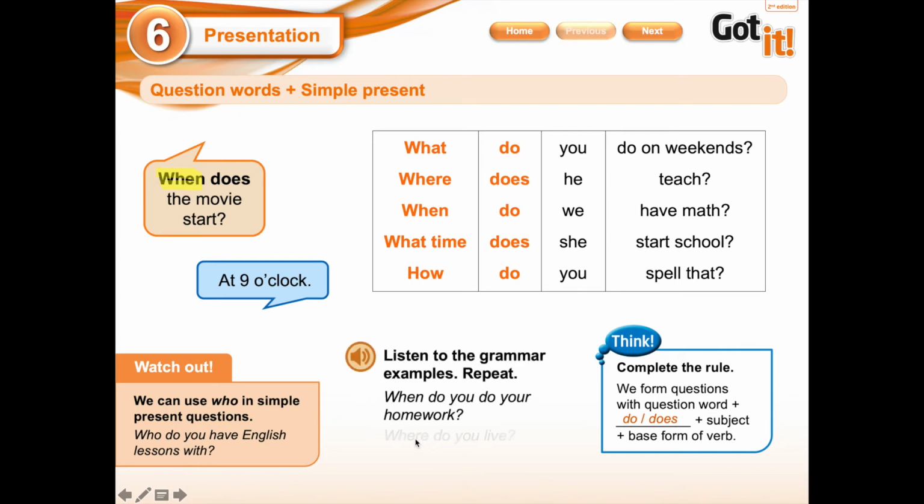Okay, here we have two examples. When do you do your homework, or where do you live? This is a very famous question. Where do you live? I live in Santiago de Chile, for example. Try to remember that this kind of words always tries to get information. It's not a yes or no. Traten de recordar que cuando nosotros ocupamos what, where, when, que son palabras con WH, nosotros vamos a utilizarlas para extraer información, no para contestar sí o no.